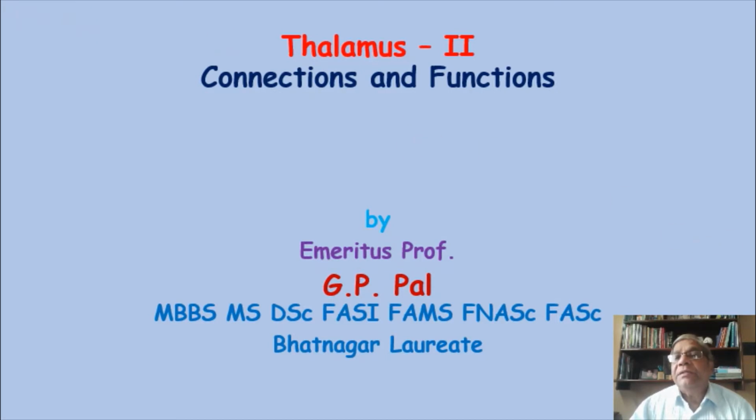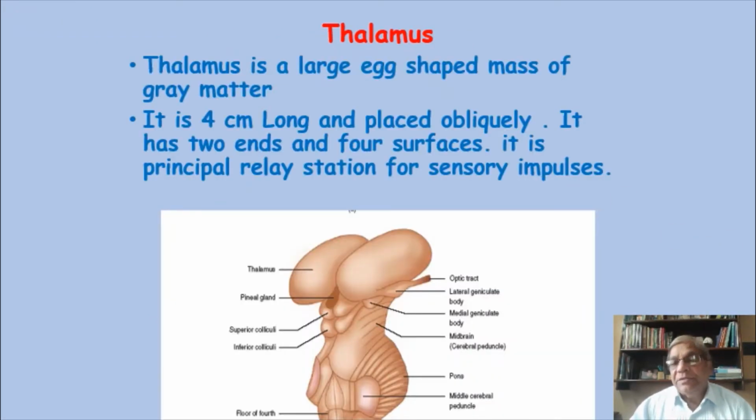Moving to the next slide, just to recapitulate the thalamus, which I have already covered in the last video lecture. The thalamus is a large egg-shaped mass, which is shown here. See this, right and left thalami are shown here, and as I said in the last video also, this is a theoretical diagram which shows the shape and size of the thalamus. It is about 4 centimeters long and placed obliquely, meaning the anterior ends of the thalami are close to each other as compared to their posterior ends, which are away from each other.